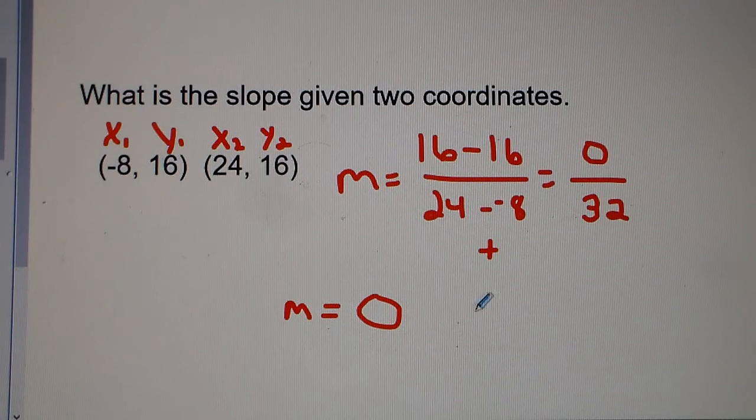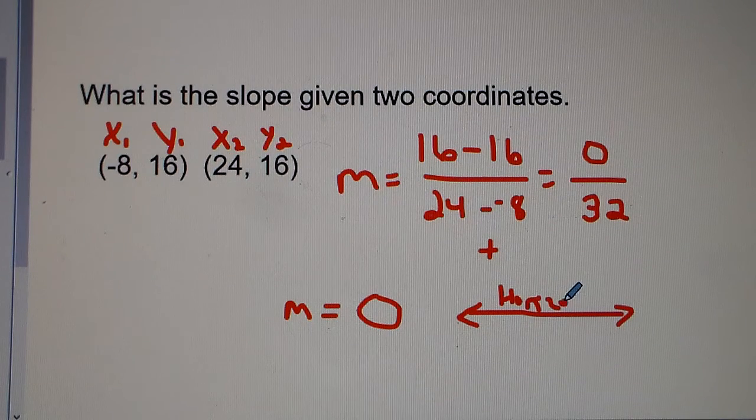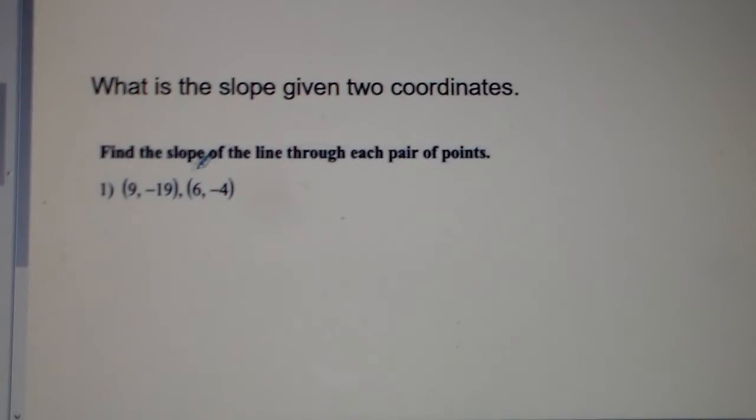Just a little heads up knowledge. Slope is 0. That's a horizontal line. That's a line that looks like this. It's a horizontal line, like the horizon. Slope of 0 is a slope. It's like a horizon slope. It's a horizontal slope.